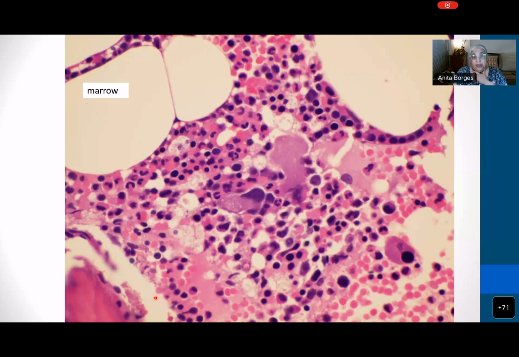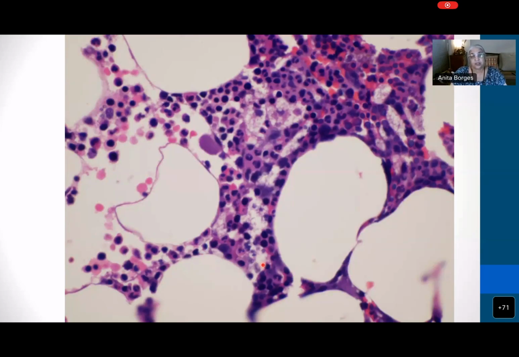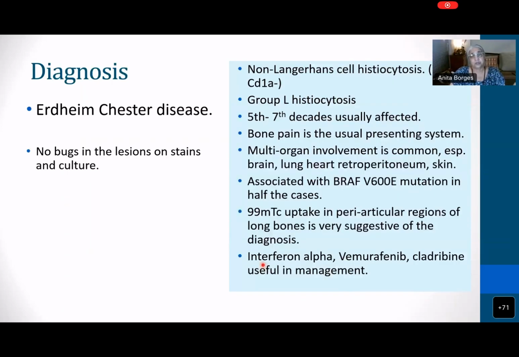Now look at the marrow. The marrow too shows these foamy histiocytes. If this was a younger patient or a young adult, you would worry about Gaucher disease, wouldn't you? Because this is how Gaucher's might present, or a lipopolysaccharidosis or something of this sort. This is what you see in the bone marrow. Look at those cells, same sort of cells. They're CD68 positive. And this is classical Erdheim-Chester disease.